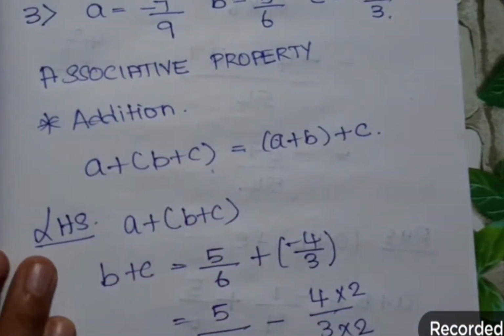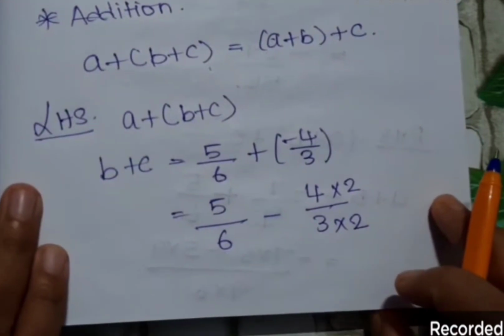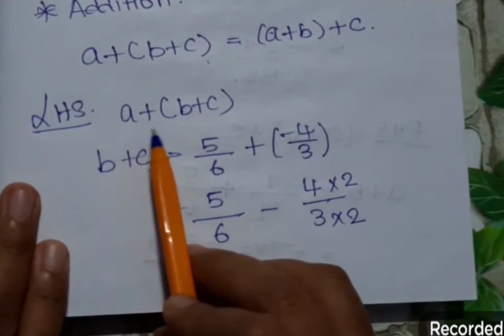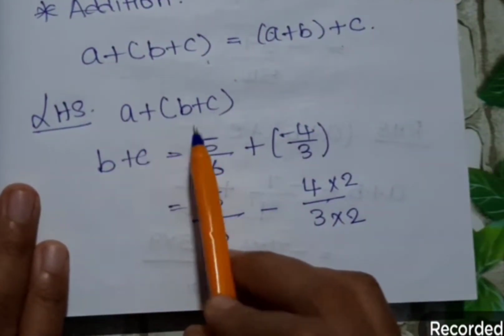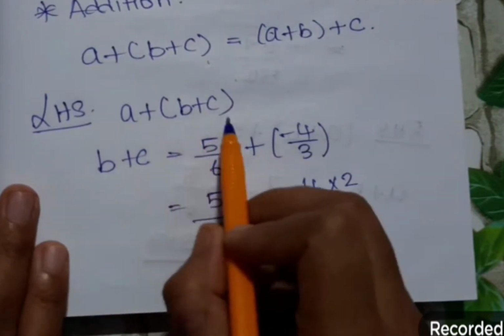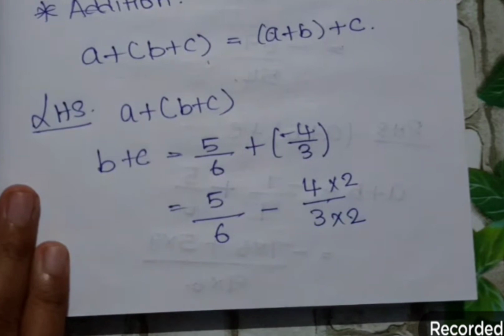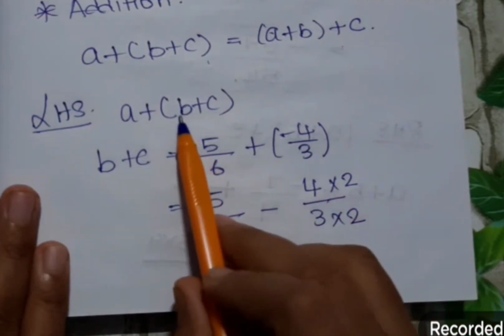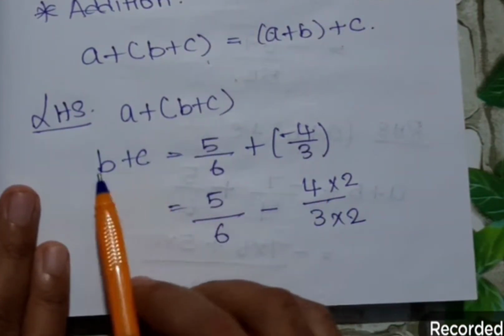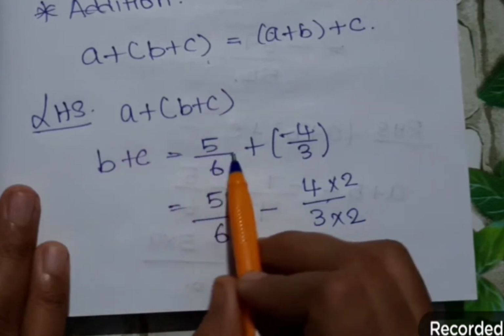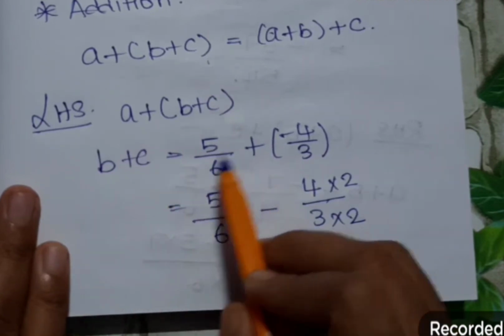First you have to solve the LHS side. So LHS side, take and write again: A plus (B plus C). So first, in that bracket you have to find the value. The bracket terms you are having are B plus C. So first find the answer for B plus C. So B value and C value, take and write. B value is 5 by 6 plus minus 4 by 3.